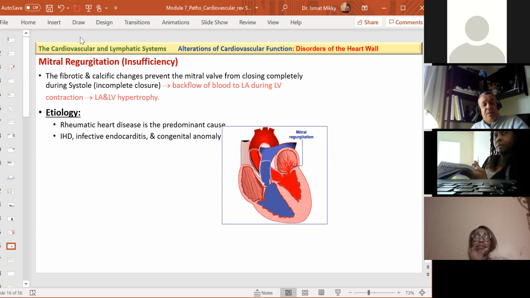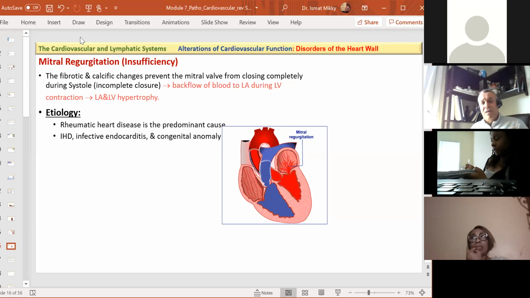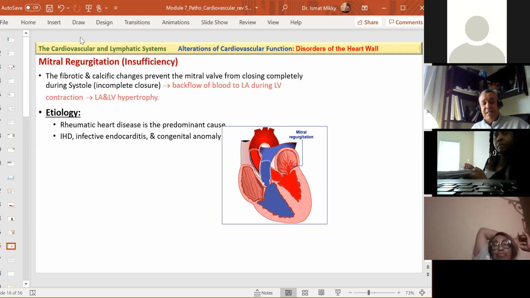Patients with mitral valve insufficiency tend to develop AFib, which is atrial fibrillation. I will cover briefly the dysrhythmia called atrial fibrillation. It is present in about 75% of patients with mitral valve regurgitation.